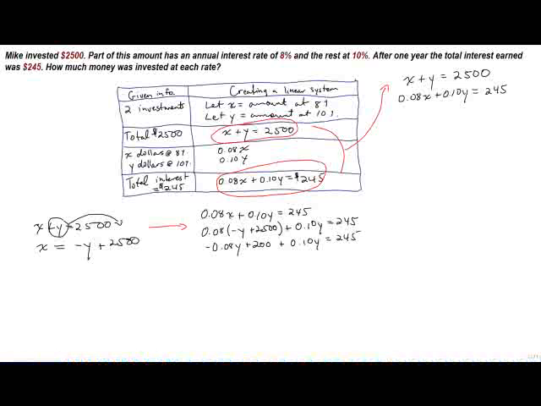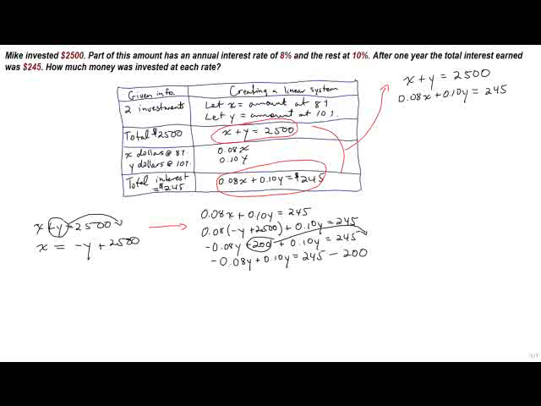What we want to do now is collect the like terms. So we're going to have negative 0.08Y plus 0.10Y equals 245. Now we're going to take our positive 200 and move it across the equal sign where it changes from a positive to a negative. It's going to leave us with minus 200. So here we've collected the like terms and continue to solve for Y.